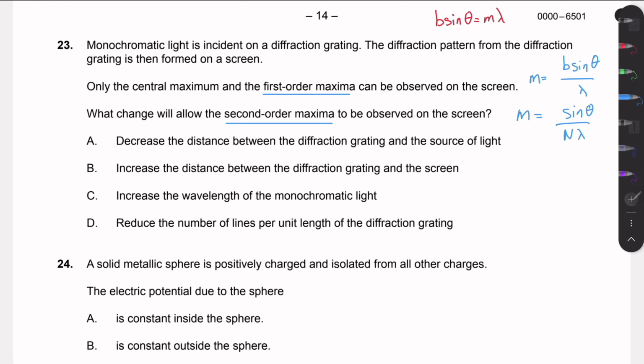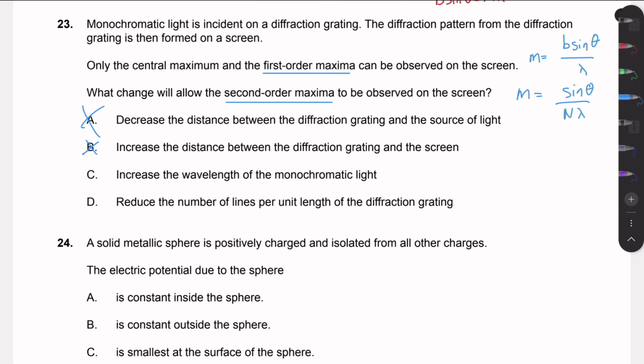So the first option says decrease the distance between the diffraction grating and the source of light. Well, that variable isn't in this equation, so it cannot be. We can also increase the distance between the diffraction grating and the screen. Similar reasoning. It's not even in the formula.